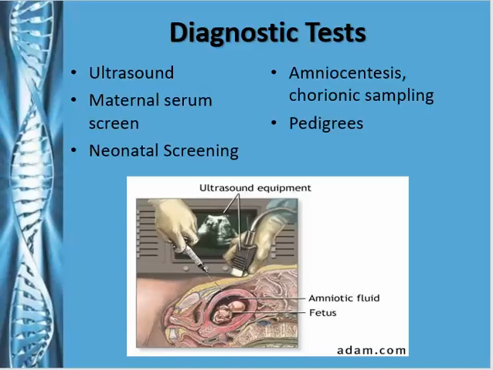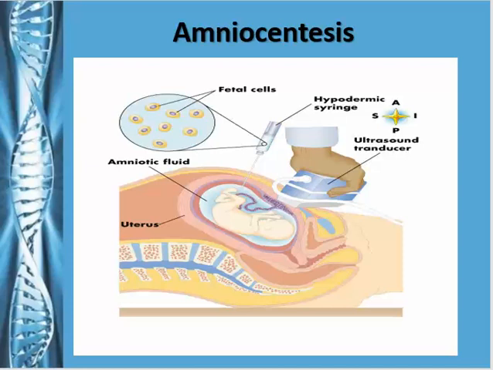We do screen, so we do ultrasounds, serum screens, amniocentesis. We look at the pedigrees, genetic backgrounds, family histories, etc. So this is what an amniocentesis looks like. There's ultrasounds. To kind of be pre-warned for these things.